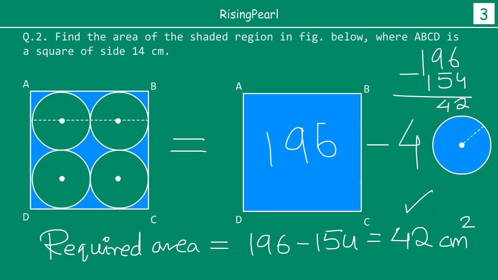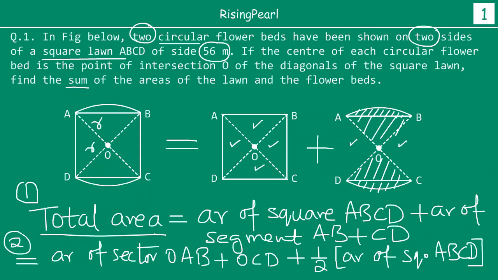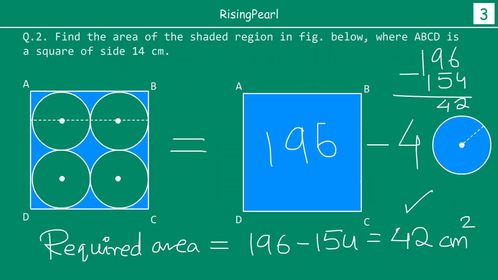When we looked at our last question, we noted that we had a square involved and a segment involved. Similarly, in the question that we just saw, it was basically a square and circles which were involved.